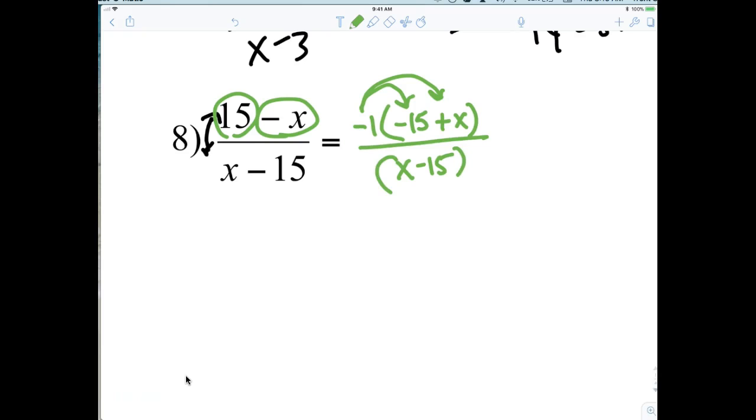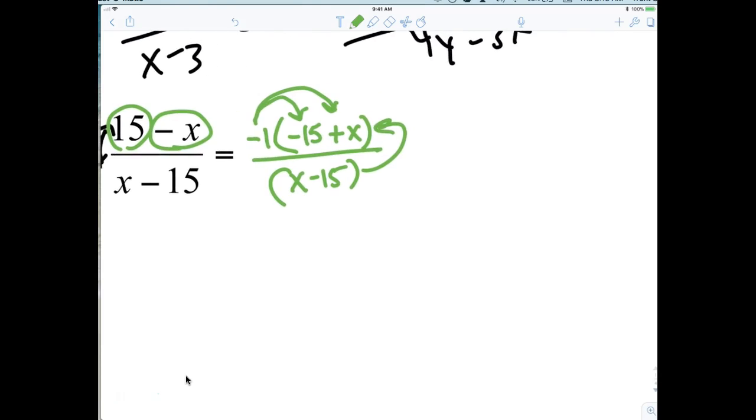Now, is x minus 15 the same as negative 15 plus x? It's kind of hard to see, so let's rewrite it. Negative 1, do you agree x minus 15 is the same as negative 15 plus x?